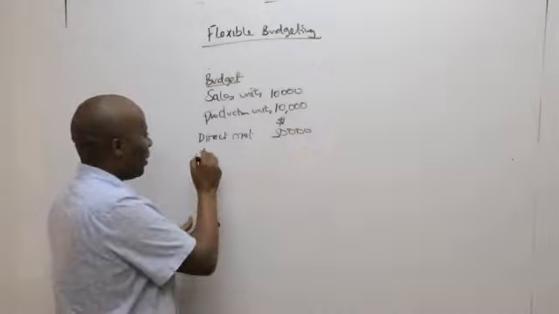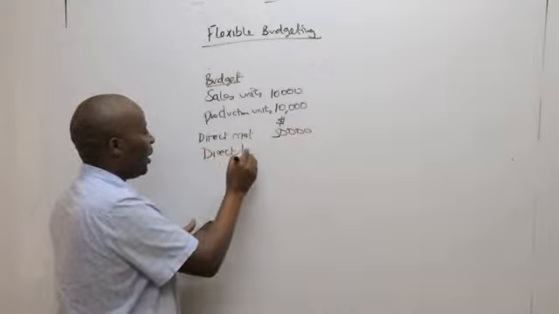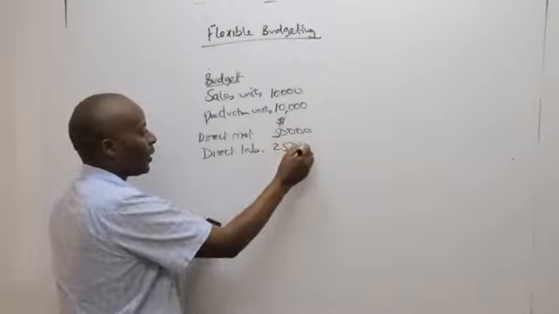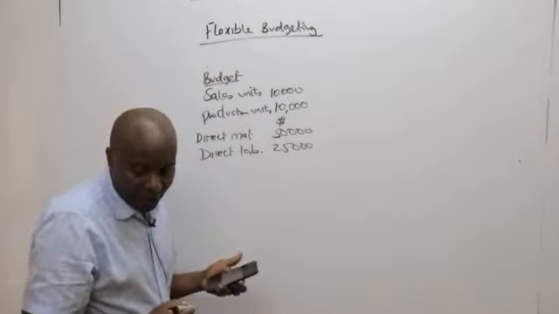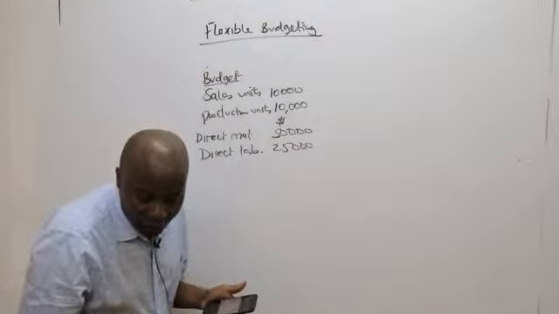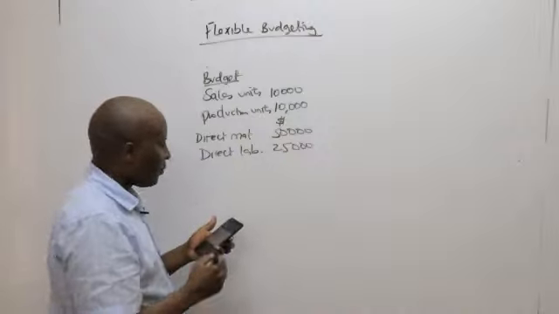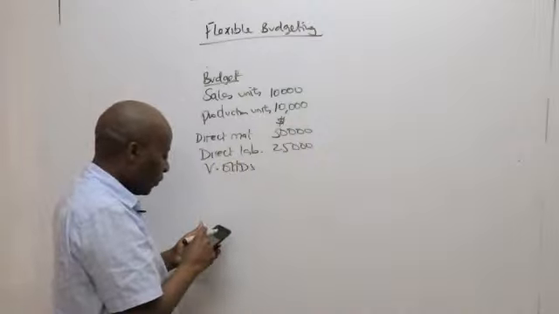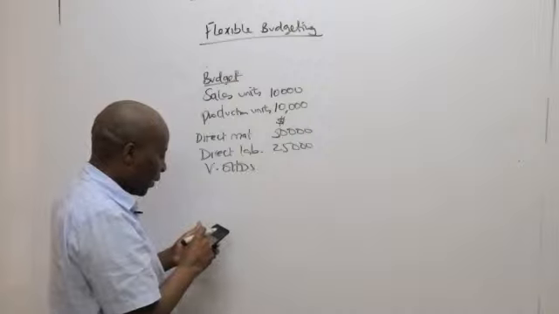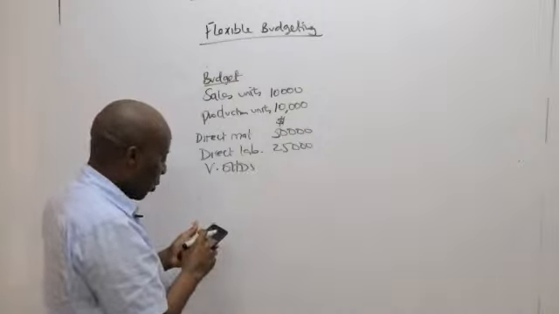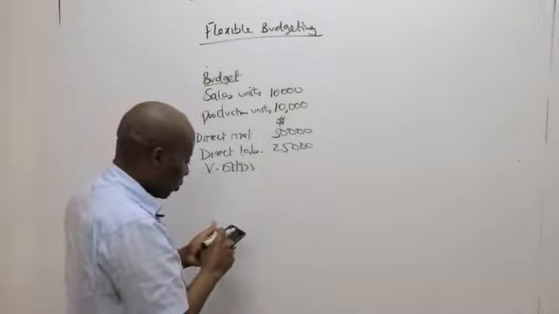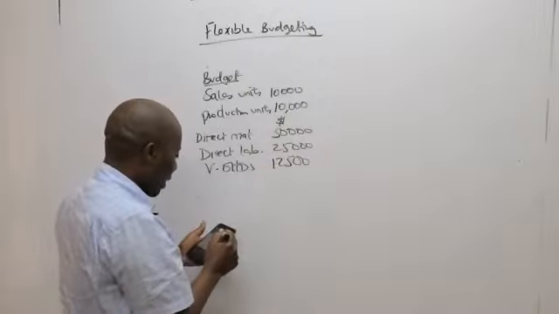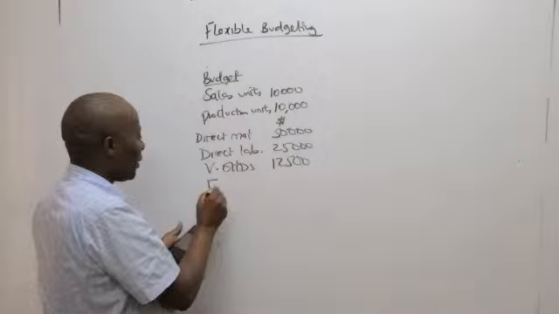Direct labor, how much? 25,000. Ladies and gentlemen, the next one is variable overheads. Variable overheads is 12,500. We have fixed overheads, 10,000.